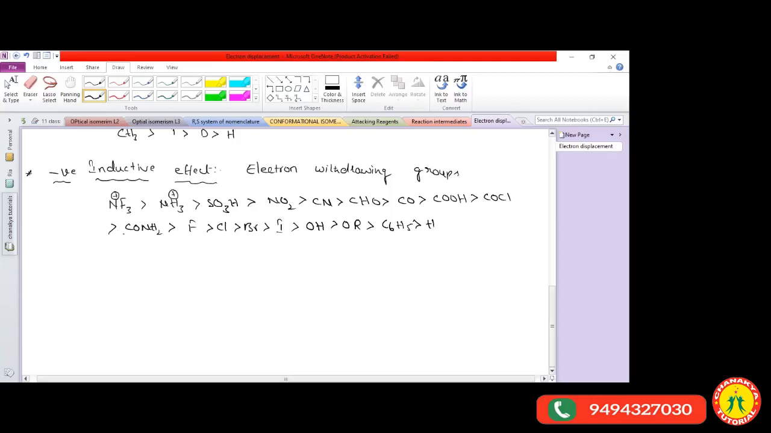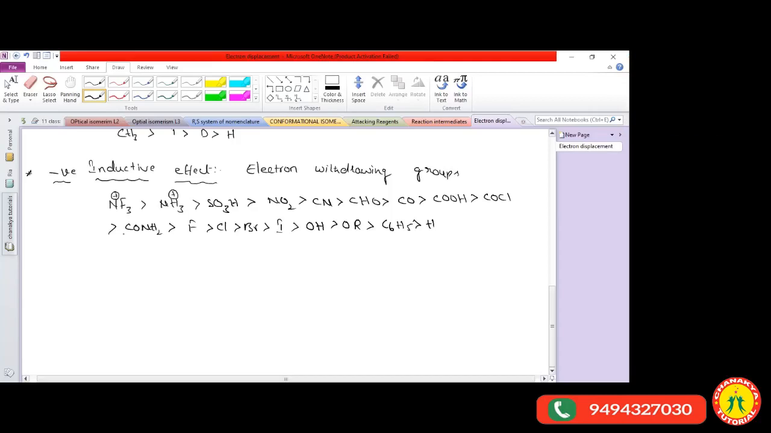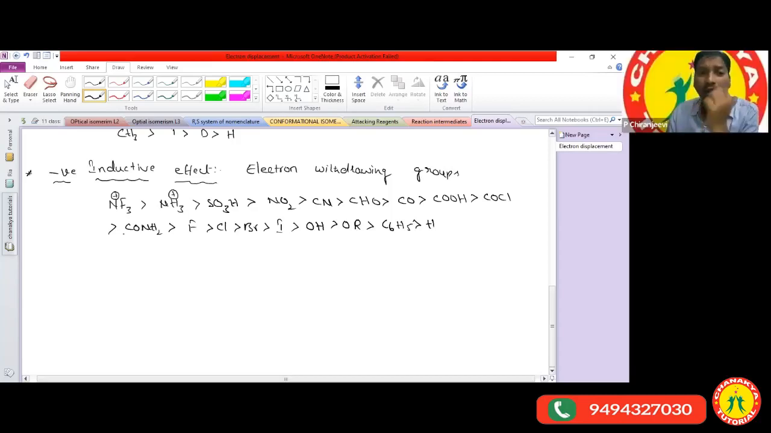Sir, how do we know if the group is an electron withdrawing group or an electron releasing group? Very good, ma'am. Let us see. We already studied the stability of the carbocation, the stability of free radicals and so on. Is it right? Now first of all, we'll see the applications directly.